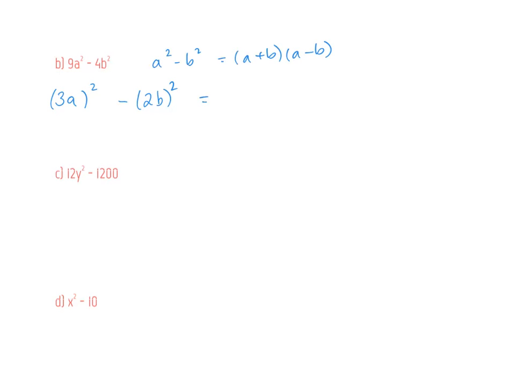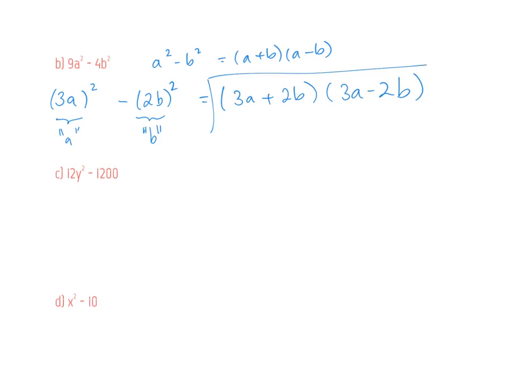So I'm going to rewrite this. So a first, so that's 3a, and then plus the b. So remember, this whole thing is the a, and this whole thing is the b. So 2b, and I have 3a minus 2b, and that is my factorised form.